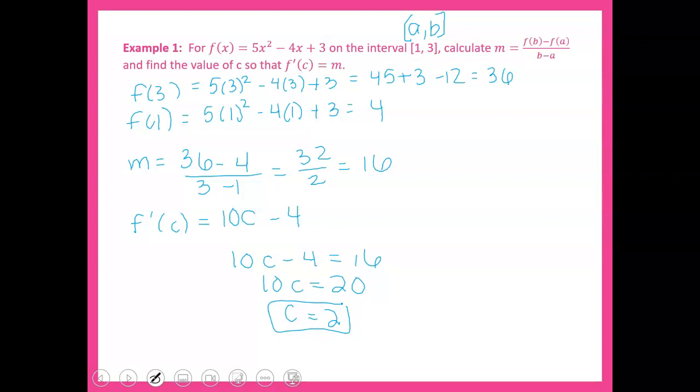And what that means is that at f prime of 2, or at x equals 2, you will have a line parallel to the average slope. So the average slope is 16. At 2, there is a line that represents the average slope.